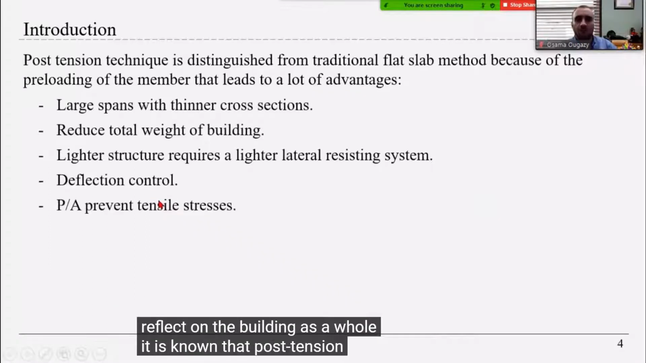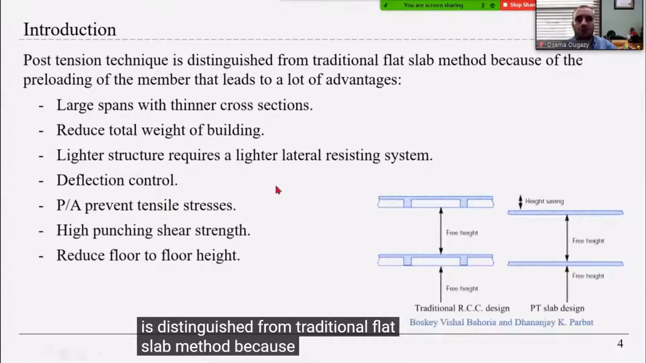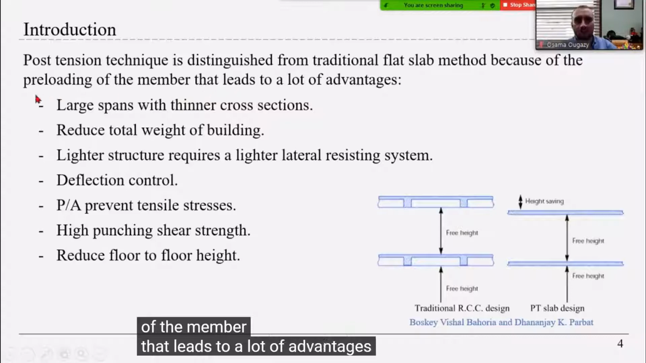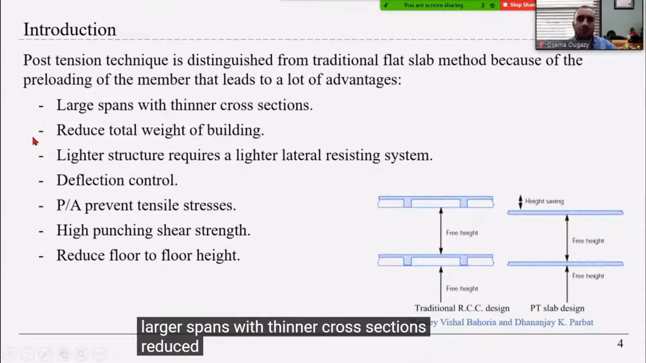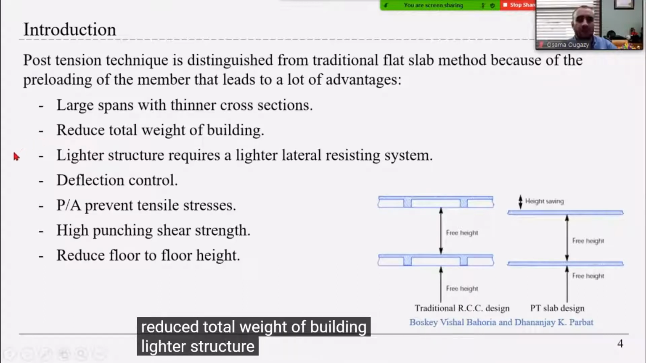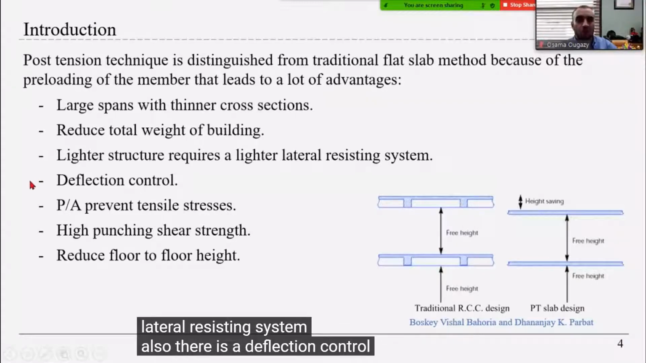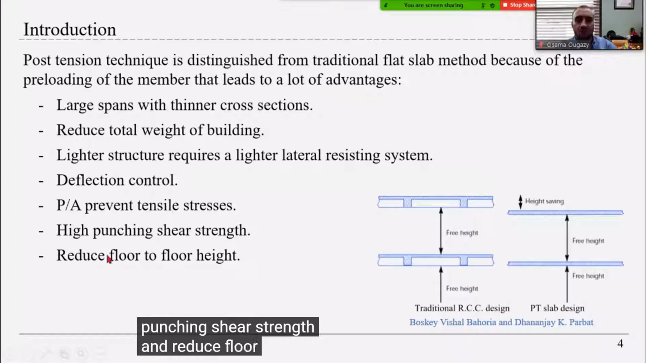It is known that the post-tension technique is distinguished from the traditional flat slab method because of the preloading of the member, which leads to a lot of advantages, such as larger spans with thinner cross sections, reduced total weight of building, and a lighter structure requiring a lighter lateral resisting system. Also, there is deflection control, P over A preventing tensile stresses, high punching shear strength, and reduced floor-to-floor height.